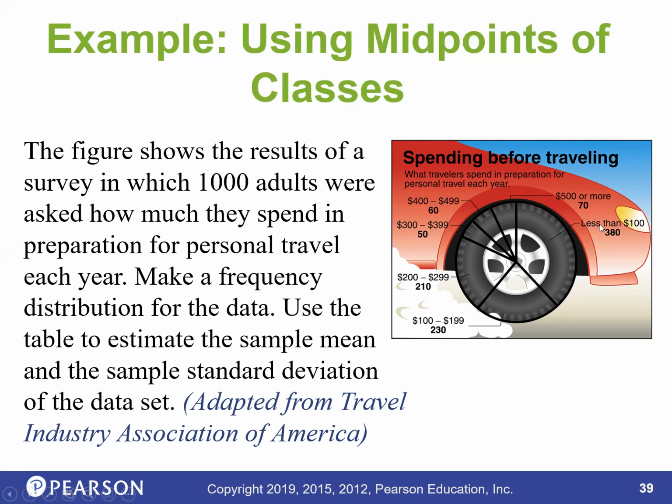The least amount, less than $100. That's funny. They try to put in a car wheel because technically you can make a pie chart out of a car wheel. That's fun. 380 of them said less than $100. 230 said between 100 and 200, and then we go on so forth. And some people spent under or over $500. Okay, so then we're going to take each of these and put them into classes.